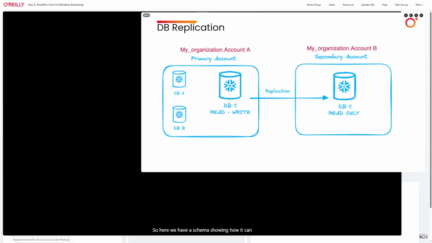Here we have a schema showing how it can look. We have an organization with account A and then account B, which will be the secondary one. And we want to replicate the database C. So inside the primary account, the database C has both read and write. And the same database is read-only in the secondary account.